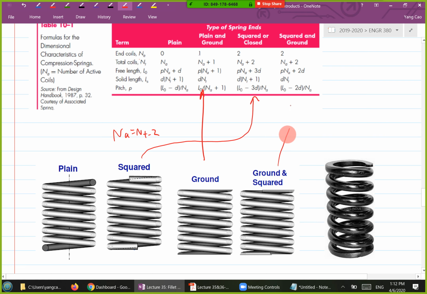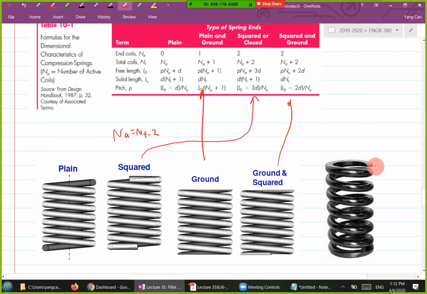Ground and squared. Essentially, you square it first, and then you machine off the top one to make it flat. And that's ground and squared. It's very common. This is a typical spring that is ground and squared.